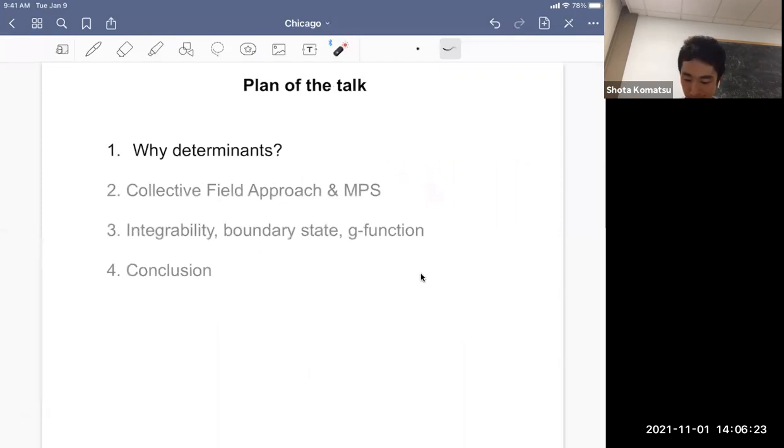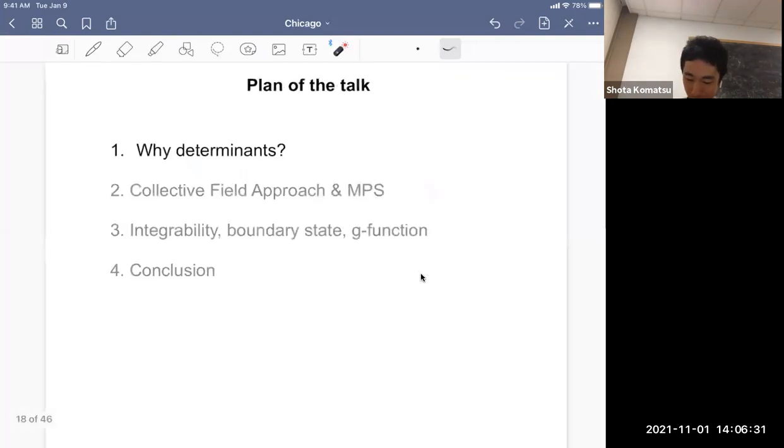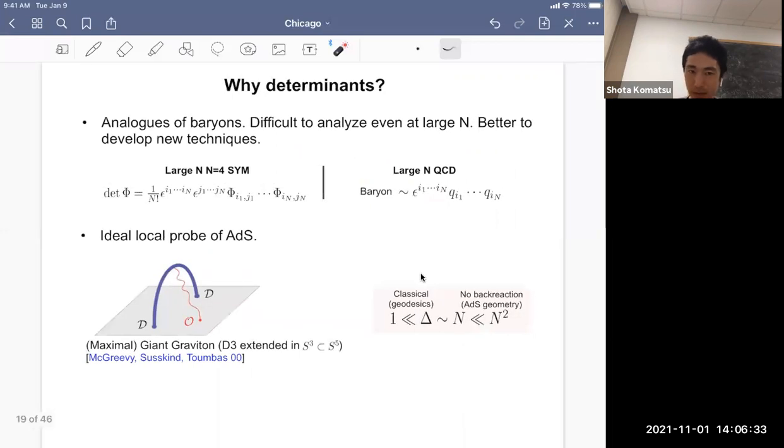Okay, so now let me just explain why this object can be interesting. Let me just give you two answers for why studying determinants is interesting. The first reason is that determinants are in some sense analogs of baryons, not precisely. In large N QCD, roughly speaking, the baryon is given by this expression, which involves one epsilon tensor and then N quark fields.